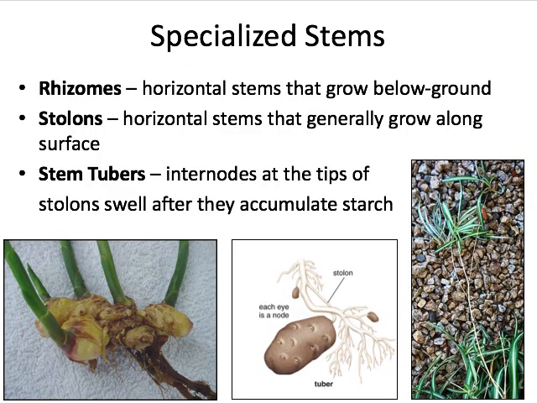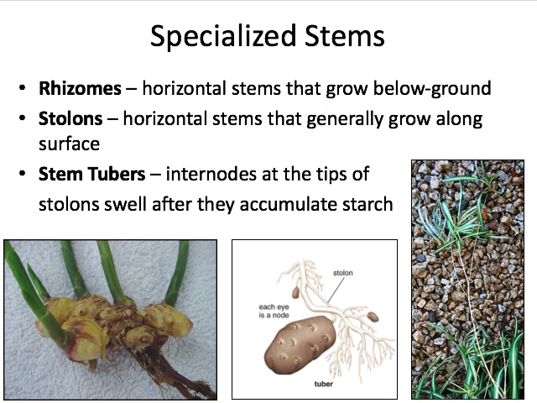In the next part of our lecture, we're going to learn a short list of specialized stems. The first is a rhizome. These are horizontal stems that grow below ground. An example of a rhizome is tropical ginger. Next is a stolon. These are horizontal stems that generally grow along the surface. The common houseplant called spider plant produces stolons. Another example of a plant that produces a stolon is the strawberry.